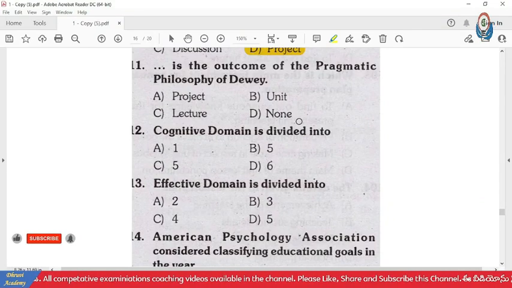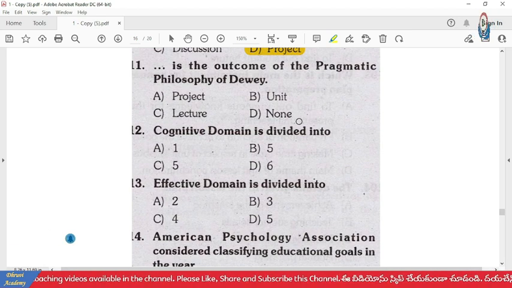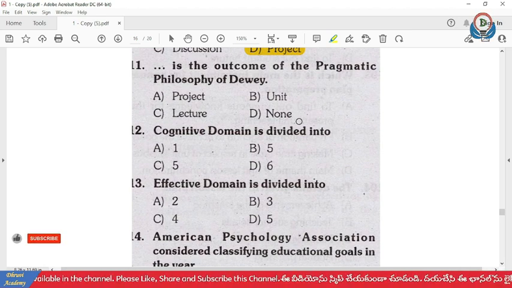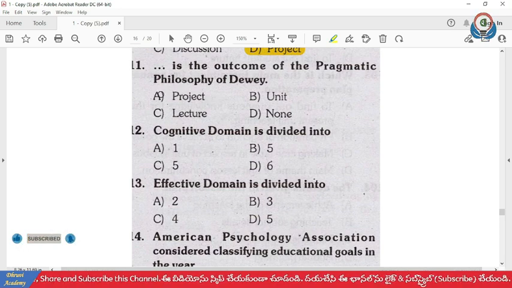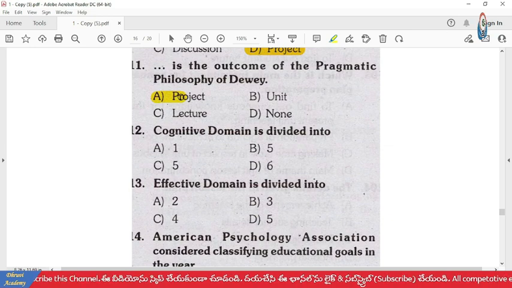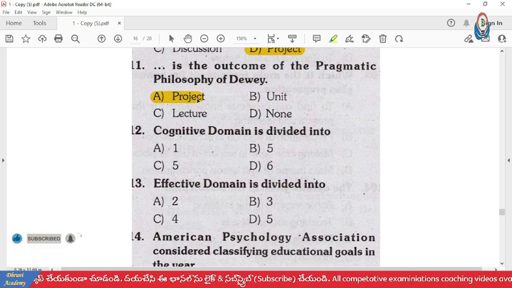Dash is the outcome of pragmatic philosophy of DV. Is it A. Project, B. Unit, C. Lecture, D. None? The answer is project. Project is the outcome of the pragmatic philosophy of DV. This is the project answer.